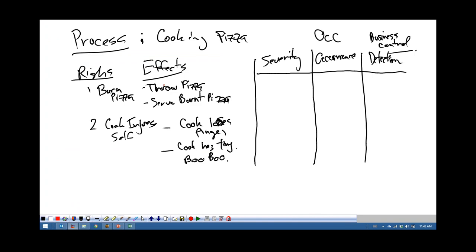Okay, so we're going to get to this pizza one in just a second. But before we do, I said it's good to have a few different things going on before we do the FMEA. So let's suppose we wanted to improve the defect rate in a pizza place. Let's say we own the pizza place or whatever.